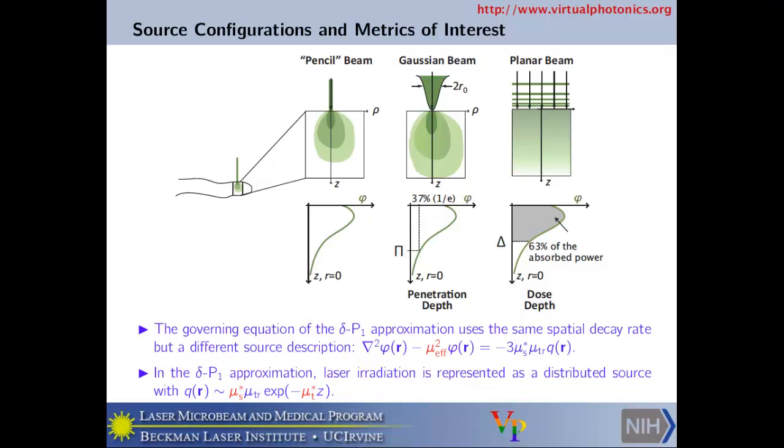But in the delta P1, you have the same spatial decay of the diffuse light, you have a slightly modified source term, and the decay of the source occurs according to mu t star. It's sensitive to the second moment, not the first moment. And that will make a dramatic impact on the predictions.